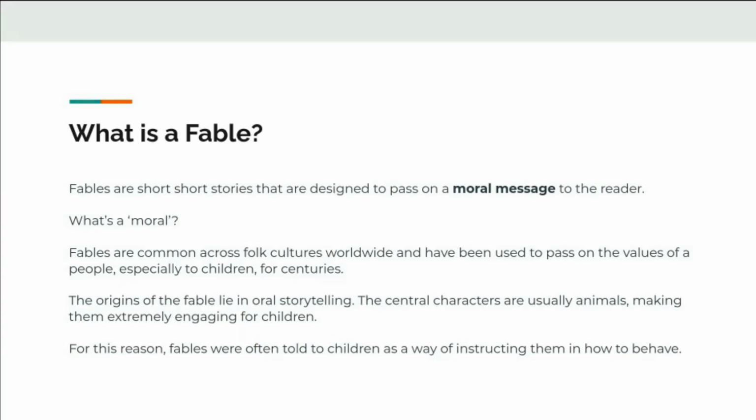I'm going to show you an example of a Māori fable, and they're often used to pass on some values, particularly for children. So that's why they're quite short, and possibly why they use animals. And it's often about teaching young people ways to behave in certain situations.